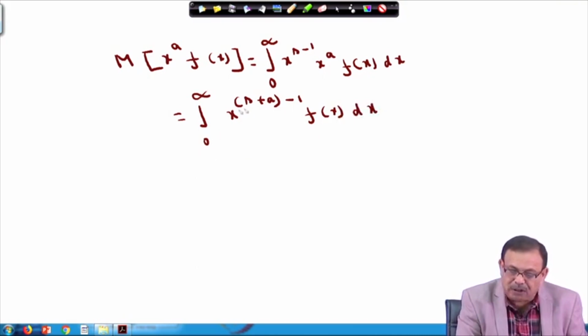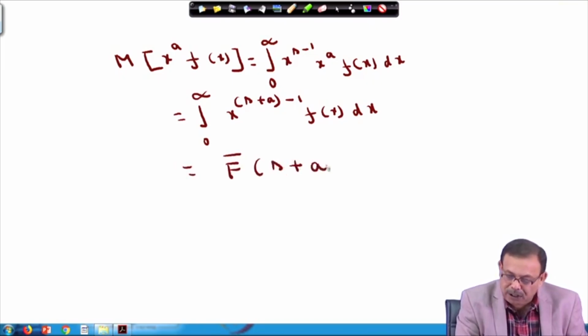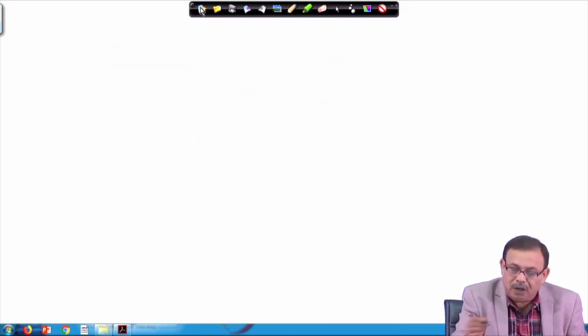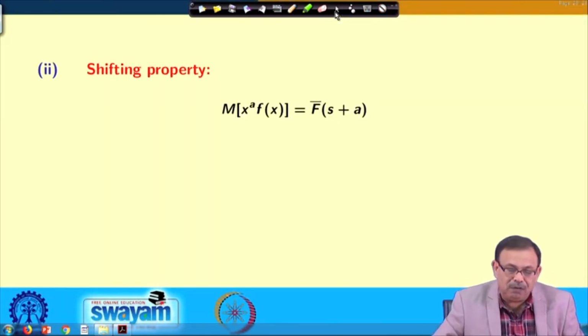And this clearly is nothing but the Mellin transform of the function f at s plus a. So this equals F bar(s plus a), because this is nothing but the Mellin transform of f evaluated at s plus a. Therefore, the Mellin transform of x to the power a f(x) equals F bar(s plus a). So this completes the proof of the first one, that the Mellin transform of x to the power a f(x) equals F bar(s plus a).